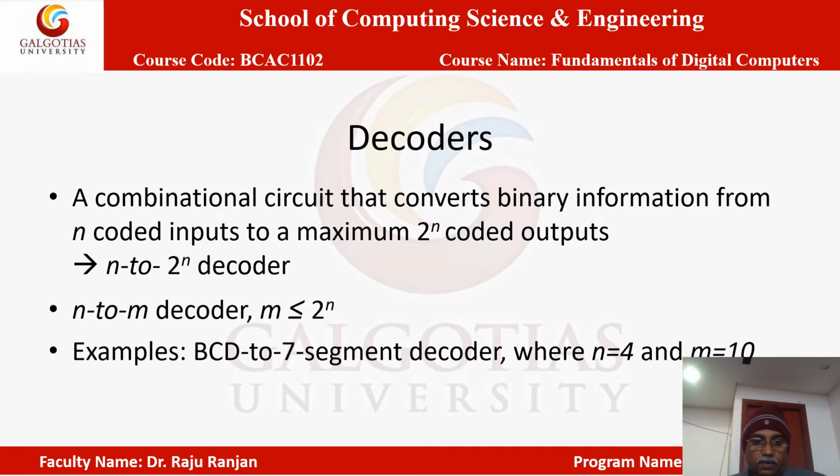So what is its use? We will see here. So n to m decoder means m should be less than or equal to 2 to the power n. So this is the condition.